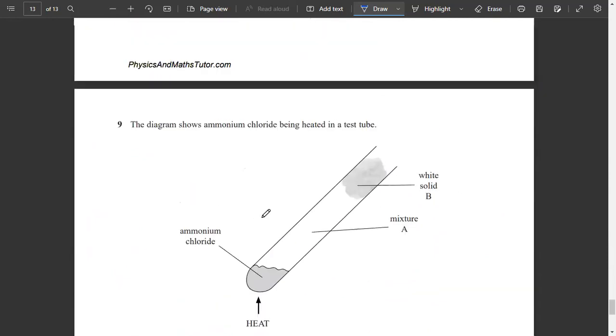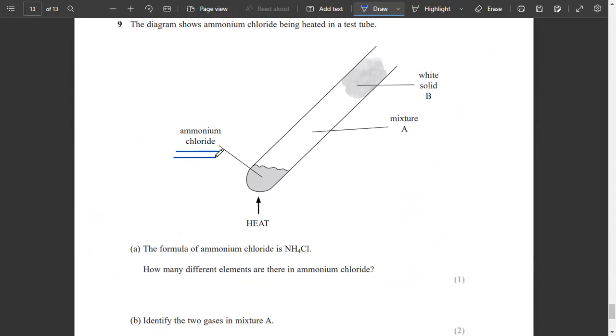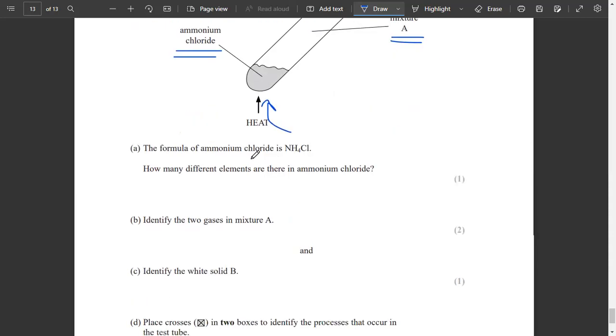The diagram shows ammonium chloride being heated in a test tube. This is your ammonium chloride, and here the white solid is being formed, and mixture A after being heated. The formula of ammonium chloride is NH4Cl. How many different elements are there in ammonium chloride? We have nitrogen, we have hydrogen, we have chlorine. So how many different do we have? Three different elements. Identify the two gases in mixture A.